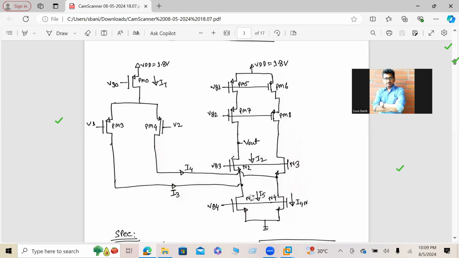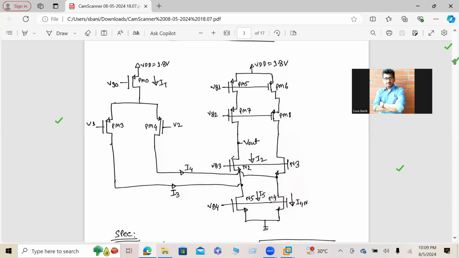And one more point, the bottom transistor N5, just consider the half circuit, okay? Because you know the circuit is symmetrical. Just consider one branch, meaning PM5, PM7, N2, and N5. So PM5, PM7, N2, and N5 are all in series, right? So the same current flows through PM5, PM7, and N2. But in the N5 transistor, you can see my I3 current is also added in this branch.